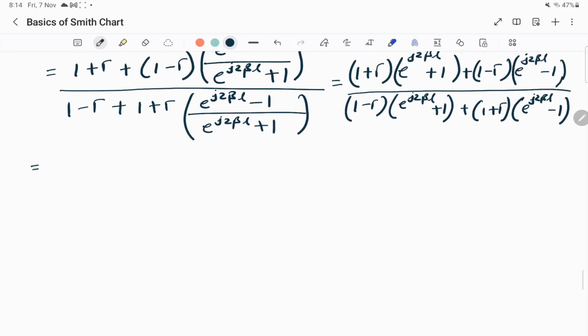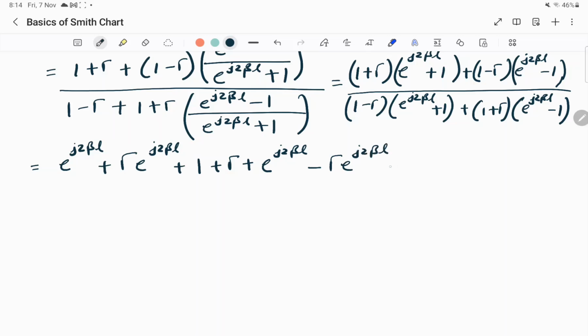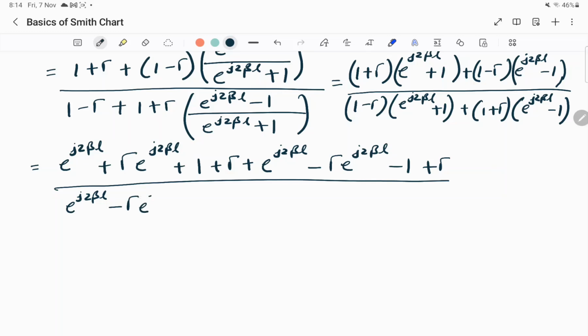Alright, now if you expand this, you will get (e to the power j 2 beta L plus gamma times e to the power j 2 beta L plus 1 plus gamma plus e to the power j 2 beta L minus gamma times e to the power j 2 beta L minus 1 plus gamma) whole divided by (e to the power j 2 beta L minus gamma times e to the power j 2 beta L plus 1 minus gamma plus e to the power j 2 beta L plus gamma times e to the power j 2 beta L minus 1 minus gamma).